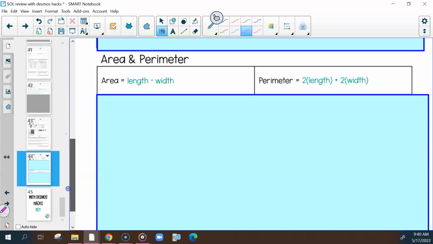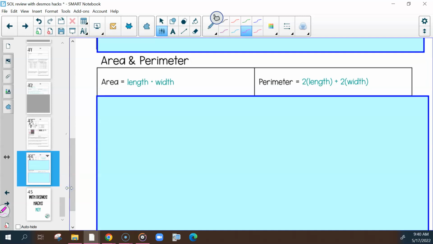Last thing, area is length times width. Perimeter is 2 times the length plus 2 times the width. I believe that is given to you, but I'm not 100%. Yes. So it'll show up on this formula sheet. It'll show you the perimeter and area for a square, a rectangle, how to find the area of a triangle. So that's not something you need to memorize.